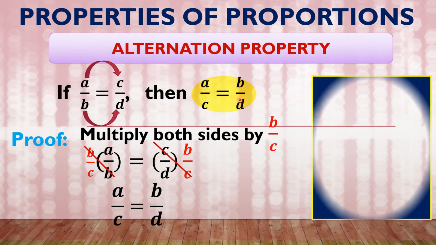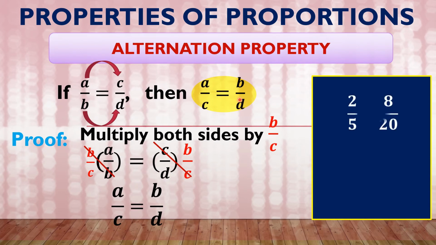Now, let's have an example. Ito yung ating example na ginamit kanina, no? Para matest natin kung talagang pareho nga talaga ang kalalabasan. So, 2 over 5 is equal to 8 over 20. So, by just following the pattern, no? So, ang gawin natin is 2 over 8 is equal to 5 over 10.